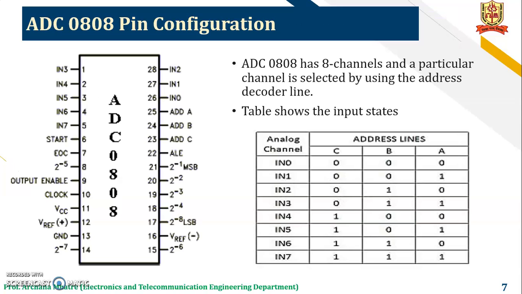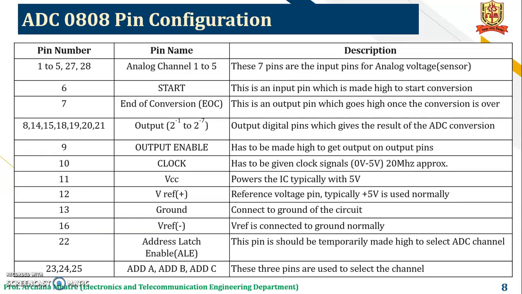Now next, the analog to digital converter ADC0808. This is the pin configuration of the ADC0808 IC. The ADC0808 has 8 channels, and a particular channel is selected by using the address decoder lines. This table shows the input status. Here the analog channels IN0 to IN7 are converted into digital, and these are the address lines A, B and C. This is the pin diagram of ADC0808.